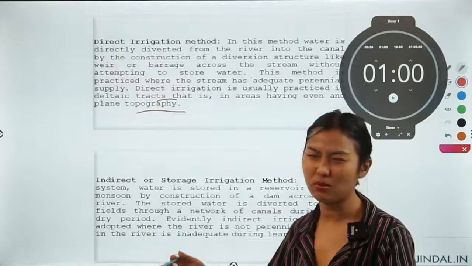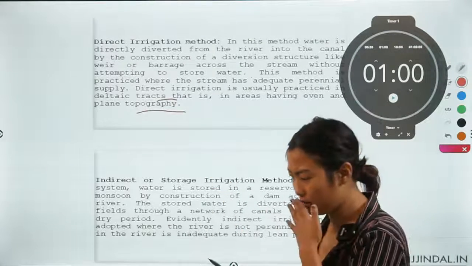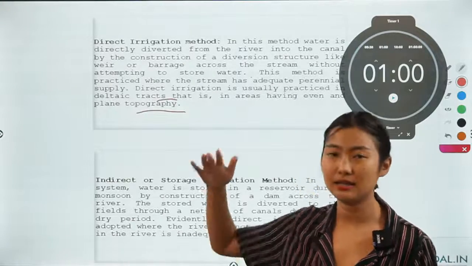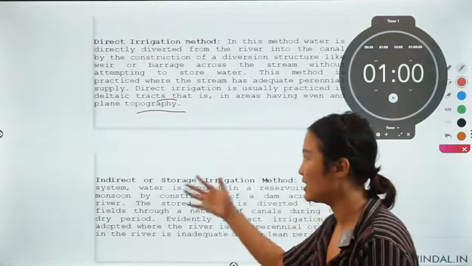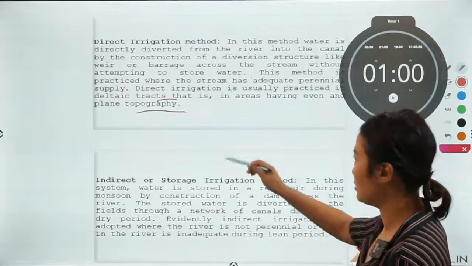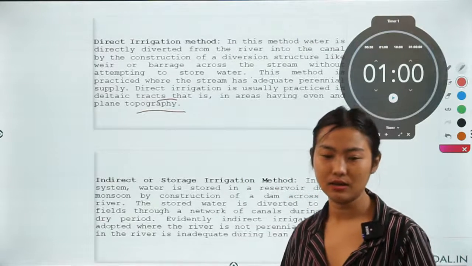Suppose this is direct irrigation, we cannot have the direct flow of water from the source in a hilly or undulated region. It's impossible for the water to flow straight forward. So this is mostly practiced in plain topography, or a flat land.